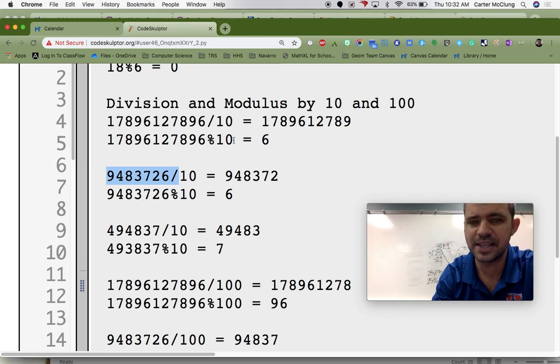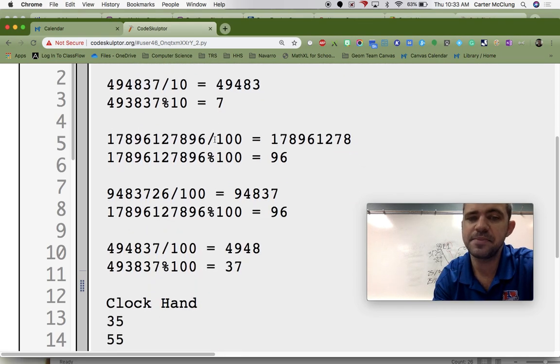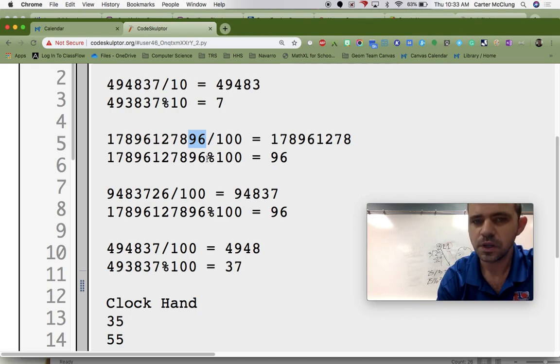Well, if we divide by 10 like that, what's going to be the leftover? What's going to be the remainder when we do modulus? Well, it's that last number. So when we do divided by 10, we get rid of the last number. When we do mod 10, it gives us the last number. And the same thing happens when we do 100, except instead of the last number, it's the last 2 numbers. If we divide by 100, it gets rid of the 2 numbers. If we do mod 100, it gives us the last 2 numbers.